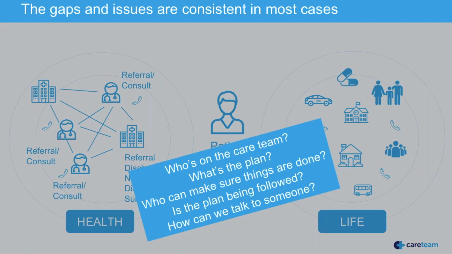We looked across healthcare, and whether you look at chronic disease management, discharge, or other cases, care coordination always comes down to the same 5 key things. Knowing who is involved in the person's care, knowing the plan, knowing who will look after each item in the plan, being sure that those things are happening, and having a mechanism to communicate amongst the team.